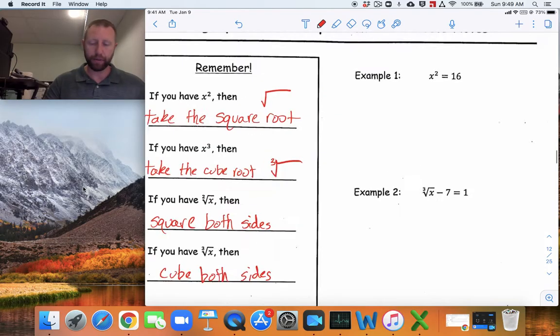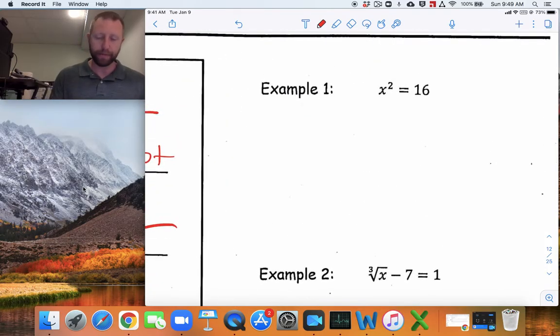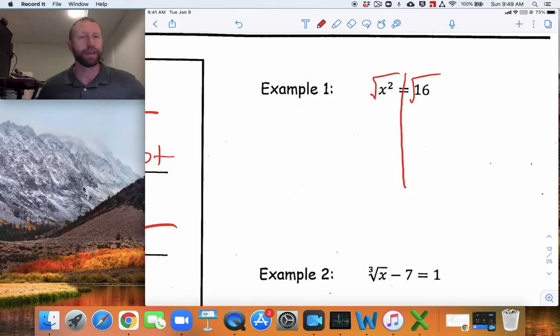So here for example number 1, I'll zoom in so we can see that a little bit better. All I'm going to do is just draw my wall, right? Separate the two sides, and then see, this is a one-step equation. X is being squared, so I do the opposite. I take the square root of both sides, right? If I take the square root of both sides, picture it like this: that square root symbol and the squared cancel each other out. Boom. The only thing that's left is x, right?